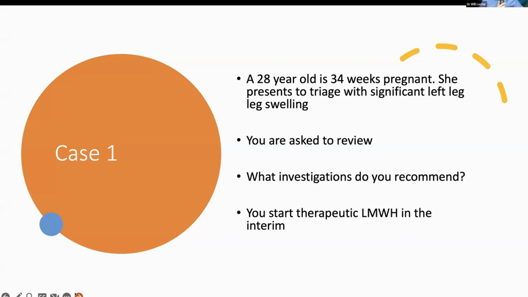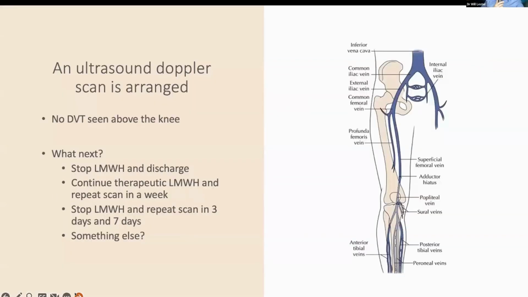So you're wise now, you know that we can't really do a D-dimer unless you like the YEARS protocol, although that's for PE, not DVT. But you do start low molecular weight heparin in the interim while you're trying to decide. So next slide, please. So an ultrasound Doppler is arranged and you see no DVT. It is above knee, it's a proximal one, you see no DVT.